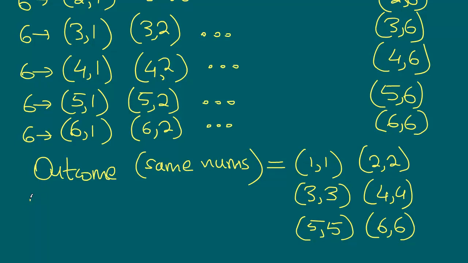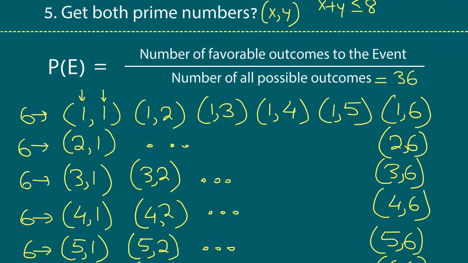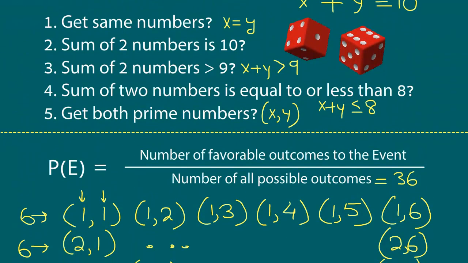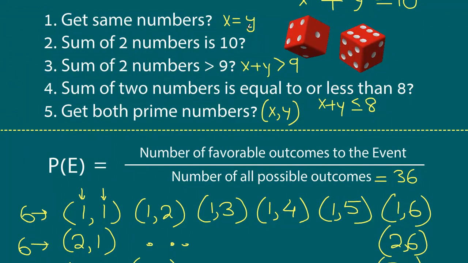So how do we define then the probability of the event we get same numbers? What is the definition of probability? It is simply number of favorable outcomes to the event by all possible outcomes. So there are 6 outcomes, and these are the 6 outcomes which are favorable to our event. We get same numbers. So we say it is 6 divided by total number of outcomes, which is 36, or this probability is simply 1 divided by 6. This is the answer to the first question, that we get same number.